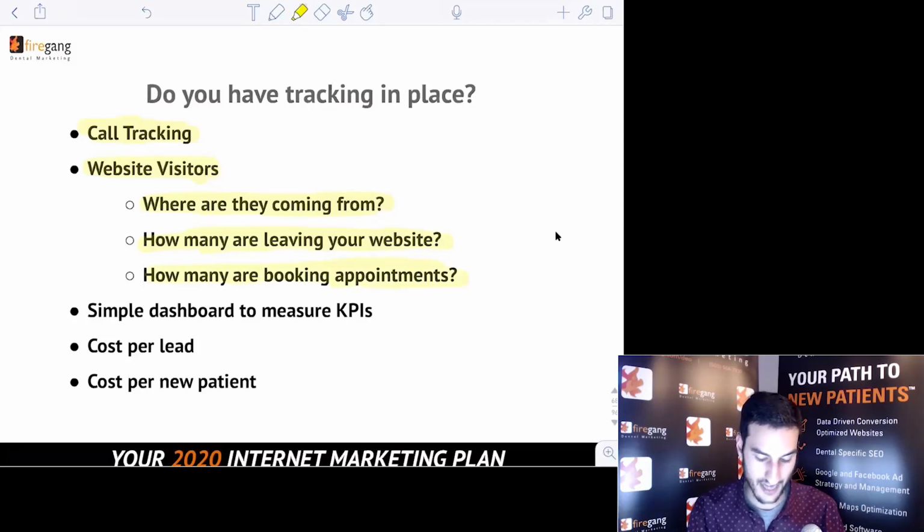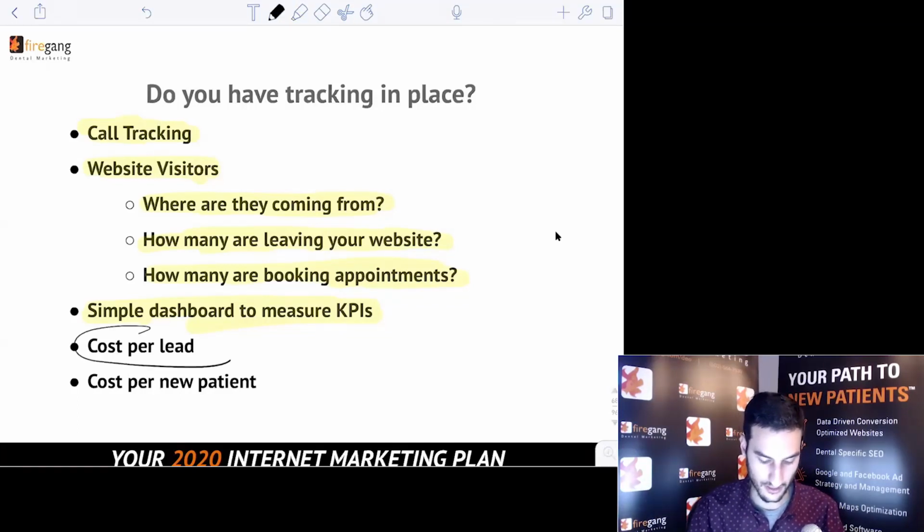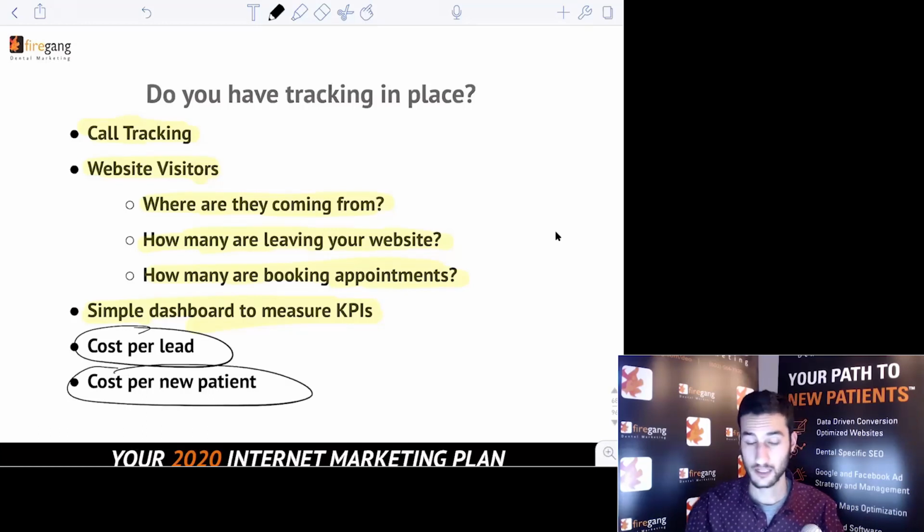We need to get a simple dashboard set in place to track and measure these KPIs. So it's just easy. They're all right in front of us. We don't have to go to like 10 different places to look for all these different KPIs. And the ones that we want to pay attention to the most are what is our cost per lead, or cost per call, and what is our cost per new patient. So if we can get our cost per lead and our cost per new patient figured out, then the rest of this becomes a heck of a lot easier.